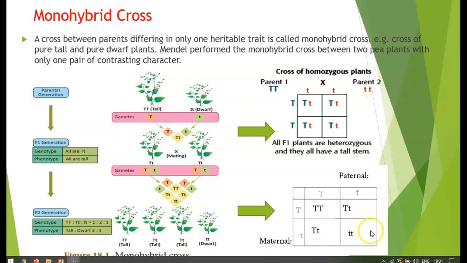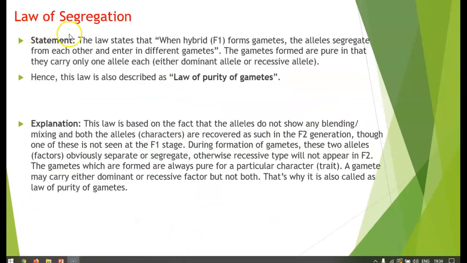From this experiment, it's very easy to understand in the first generation itself that, of the two different characters I have taken, a tall character and a dwarf character, in the F1 only the tall character is seen. It means that the tall character is dominant over the dwarf character, which proves our law of dominance. The next law that we are about to see is the law of segregation.